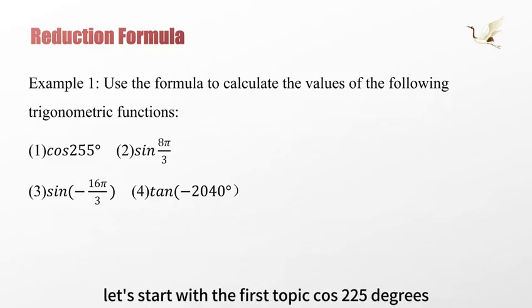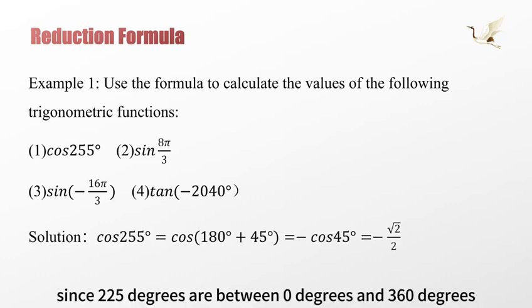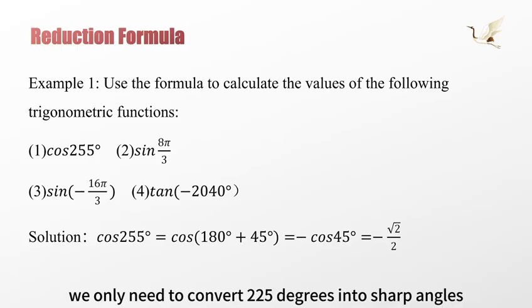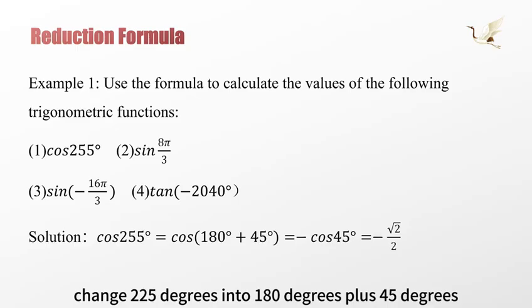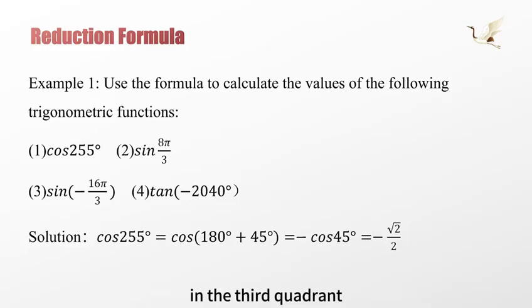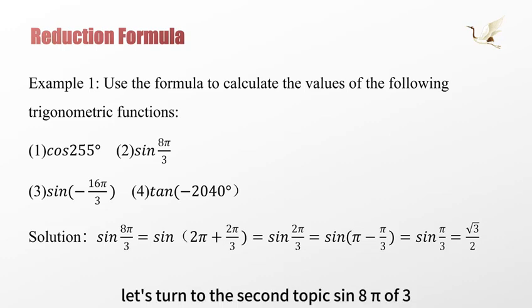Let's start with the first topic, cosine 225 degrees. Since 225 degrees is between 0 degrees and 360 degrees, we only need to convert 225 degrees into an acute angle. That is to say, change 225 degrees into 180 degrees plus 45 degrees, and the terminal edge of this angle is in the 3rd quadrant, and the cosine value is negative. Therefore, using the induction formula, it is equal to negative cosine 45 degrees, that is, negative root 2 over 2. Let's turn to the second topic.